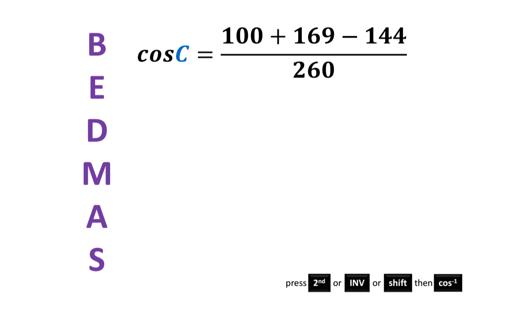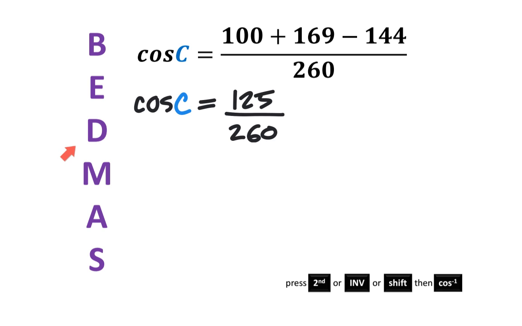The last steps in BEDMAS are adding and subtracting. I see addition right over here and subtraction right over here. I'm going to do them at the same time. 100 plus 169 subtract 144 gives us 125. Now, I know that we already passed division earlier, but a fraction is the same thing as division. So we can take 125 and divide it by 260. 125 divided by 260 gives us approximately 0.48.